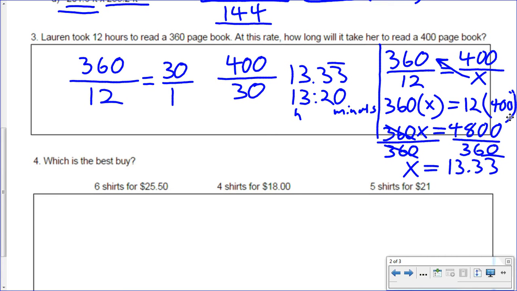So that's both the ways. The common sense way that you can think your way through is figure out how many pages she reads in an hour, and then once you know that, you can determine how many hours it took her just by dividing. Or you can use cross multiplication. So let's go on to 4 here.